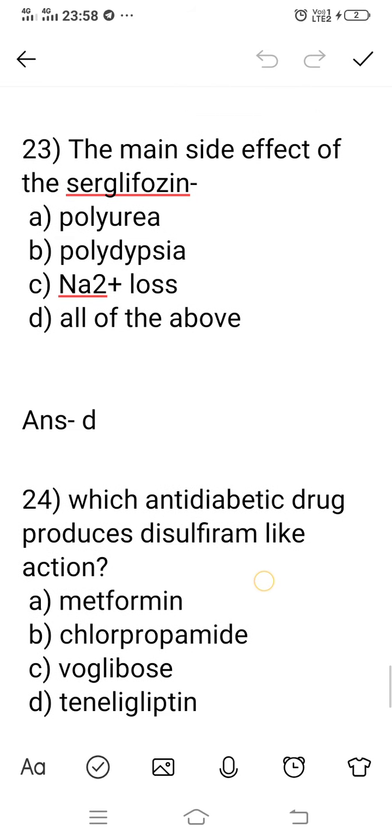Question number 23. The main side effect of sotagliflozin. Option A, polyuria. Option B, polydipsia. Option C, sodium loss. Option D, all of the above. The main side effect of sotagliflozin is all of the above. Option D, means it produces polyuria, polydipsia and sodium loss in our body.